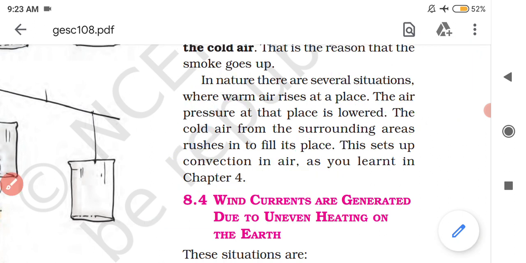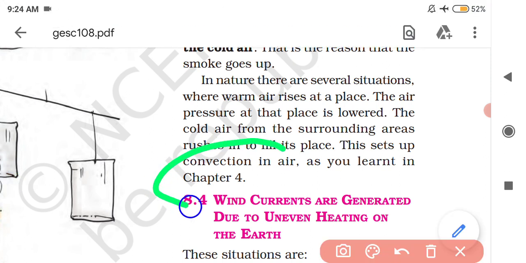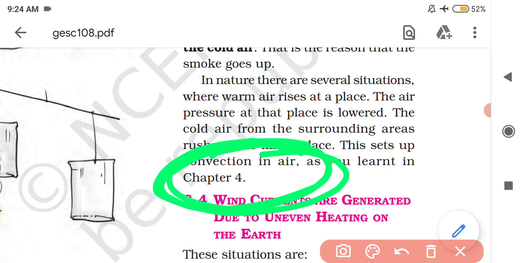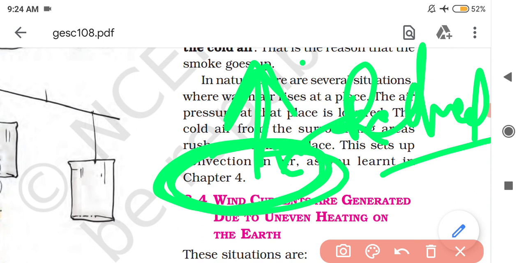Okay. And the cold air from the surrounding areas, see, suppose this is the region and hot air is there. Then hot air will rise up and the pressure will get reduced in this region because the hot air already rose up. There is no air in this region, so this region becomes empty. So there will be reduced air pressure in this region.